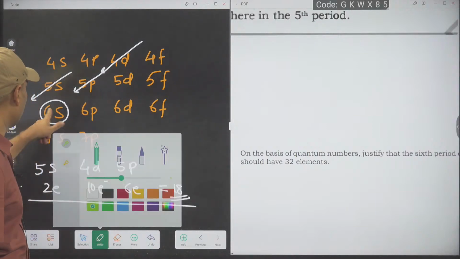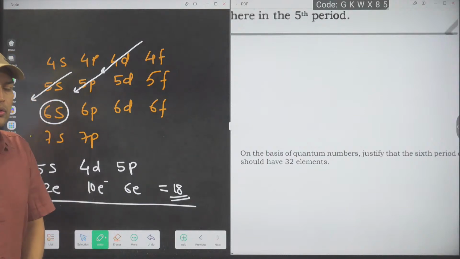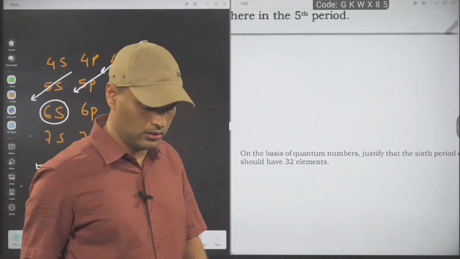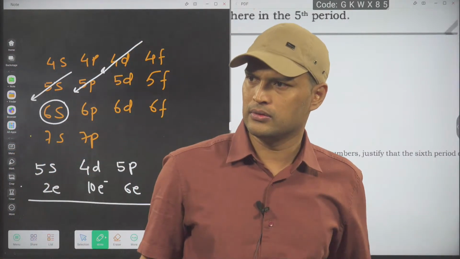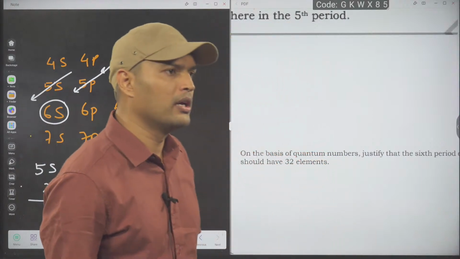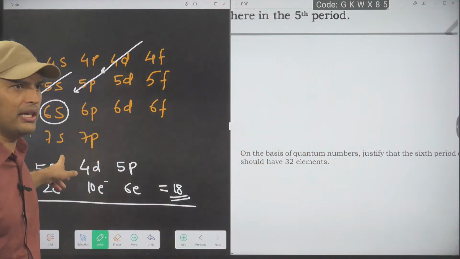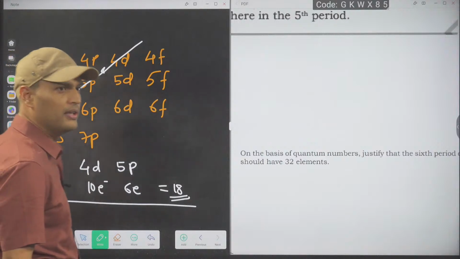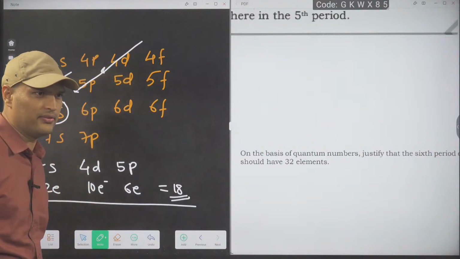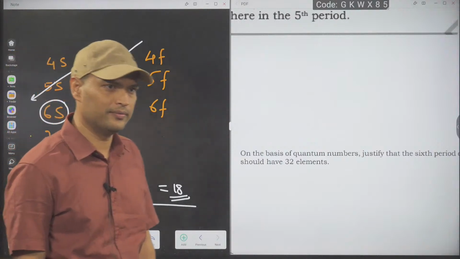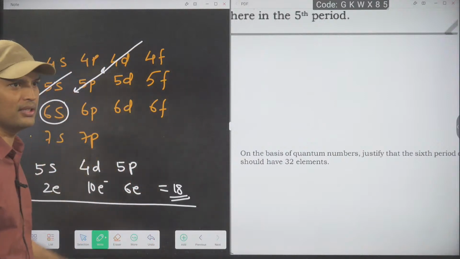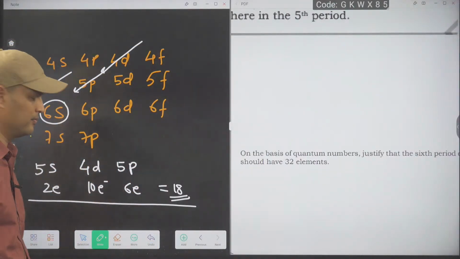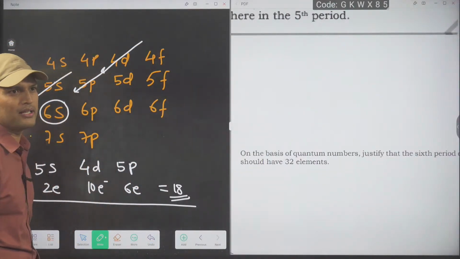Tell me. After seeing this diagram, can you tell, offline students, campus students, in the 6th period which orbitals will you fill? There is a different filling order. You have to take the feeling of this and you have to fill the orbitals. Okay? Now come to the next.